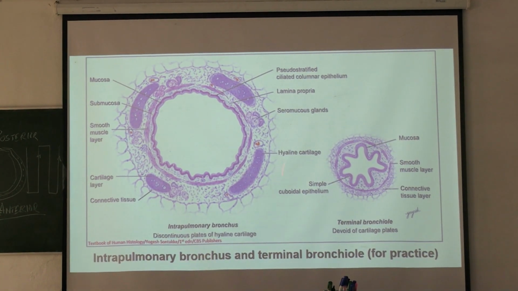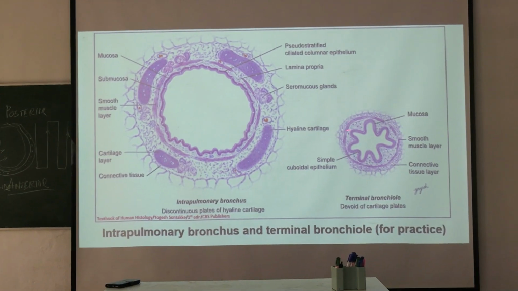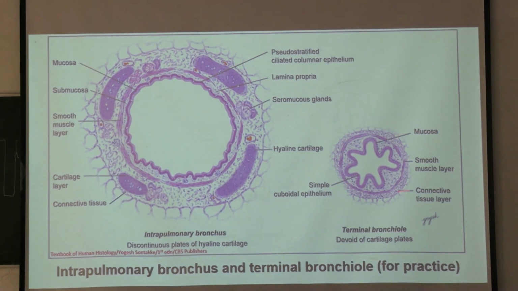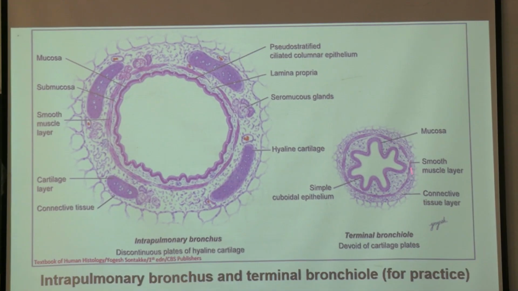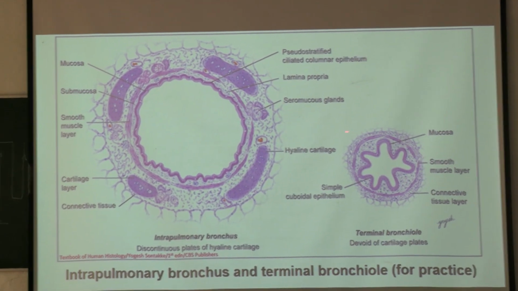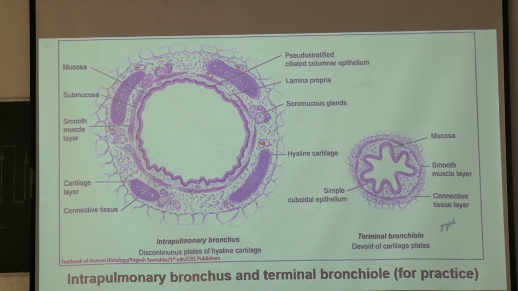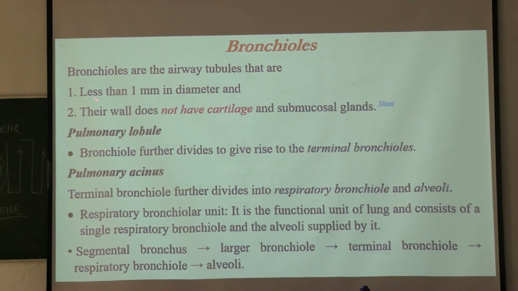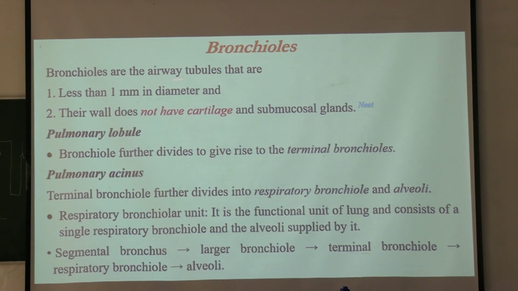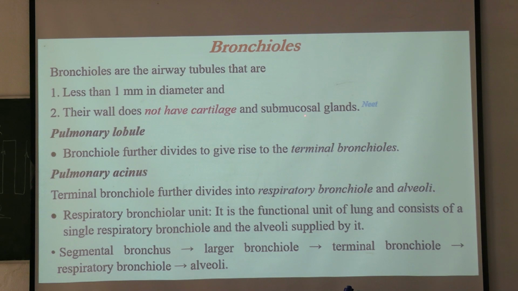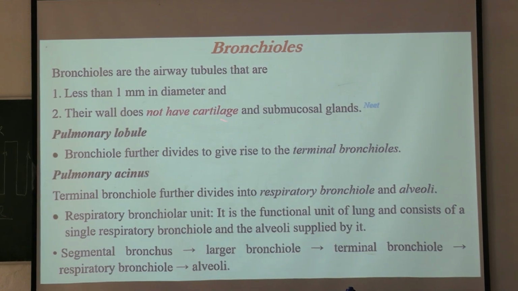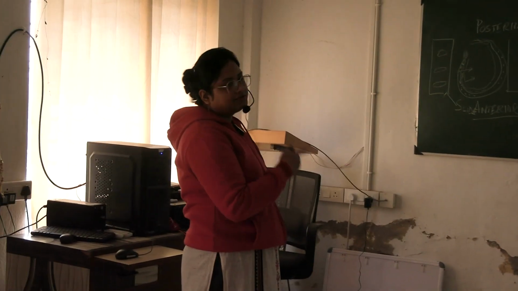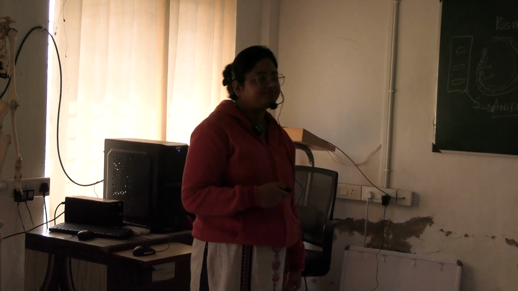And this is a terminal bronchiole. Here you get no cartilage. In bronchiole there is no cartilage. You have learned: you get the mucosa, then lamina propria, then muscle layer, then submucosa, and then the adventitia, the outermost connective tissue layer. So bronchioles are the airway tubules that are less than 1 millimeter in diameter, and their wall does not have any cartilage. That is the difference from bronchus. It does not have any cartilage in bronchiole.